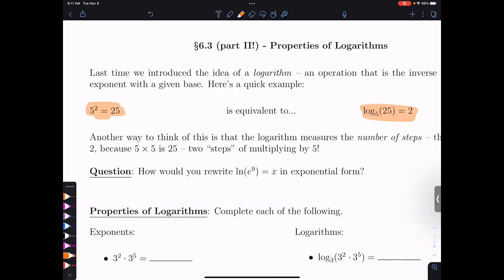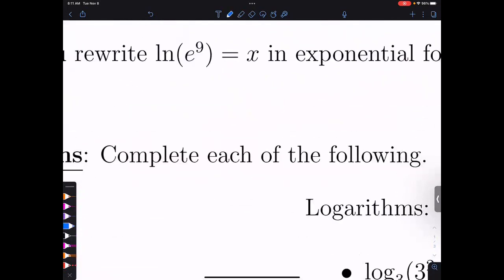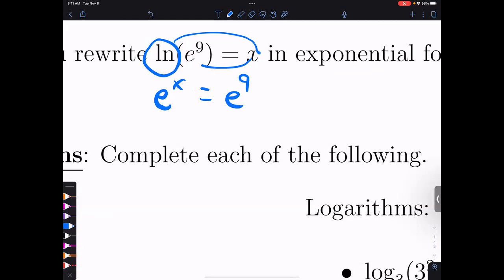So with that in mind, how would you rewrite or simplify this? The natural log, which means log base e of e to the 9th. How would you rewrite that as the equivalent exponential statement? What's the base here? e, raised to the x equals e to the 9th. So what does x have to be then?